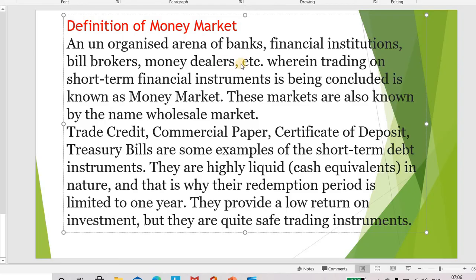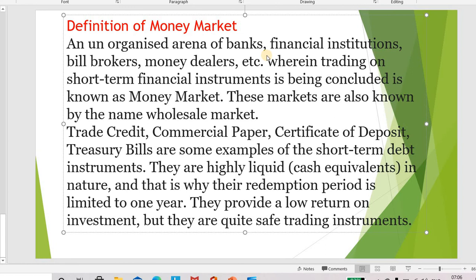Now we can study about money market. Money market is an unorganized arena of banks, financial institutions, bill brokers, money dealers, etc., wherein trading of short-term financial instruments is concluded, known as money market. Then money market means it is an unorganized market. These markets are also known by the name wholesale market.